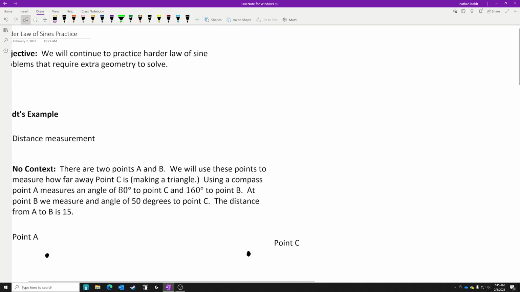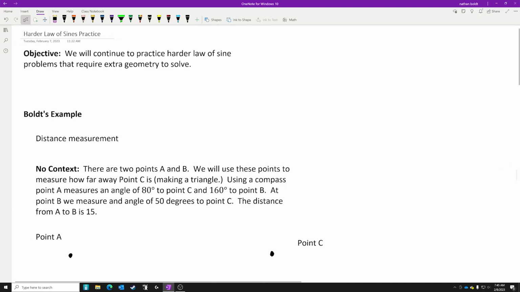Hello, trigonometry. Today, we're going to keep looking at our law of sines problems that require some extra geometry to solve. I want to make sure that we are getting good at this, and this will also help you if you haven't finished the math for your lab reports.